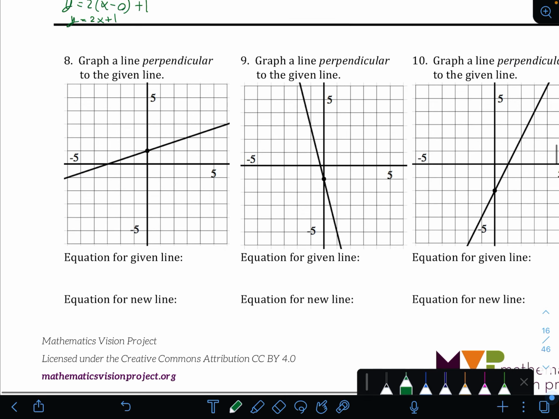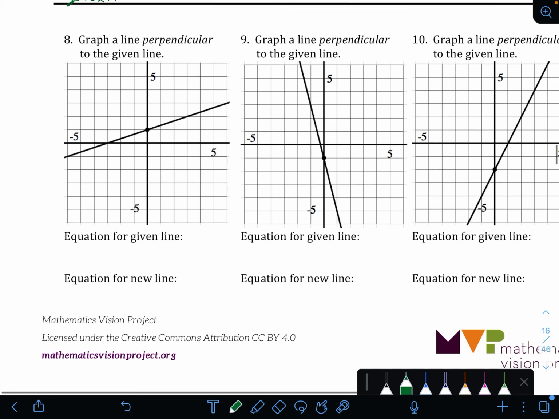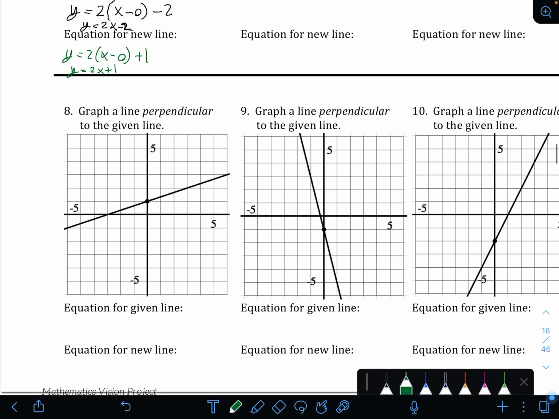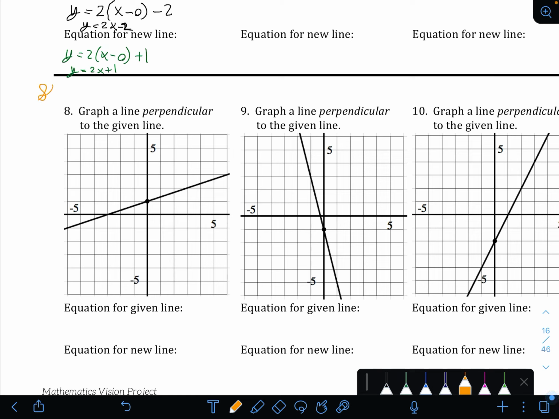All right, what about a perpendicular line? Well, let's come on down here. One of the things that we should have learned in the task is that the slopes of perpendicular lines are opposite reciprocals. So I'm going to write that note right up here. Slopes of perpendicular lines are opposite reciprocals.